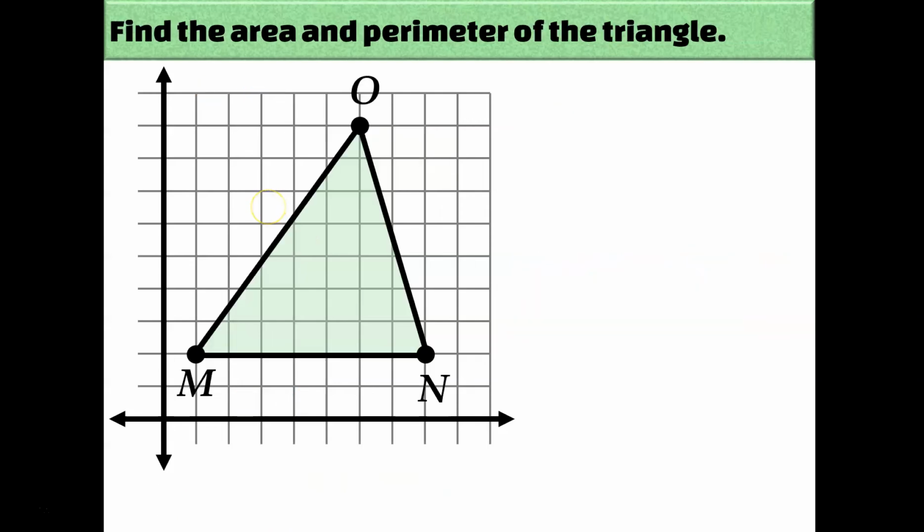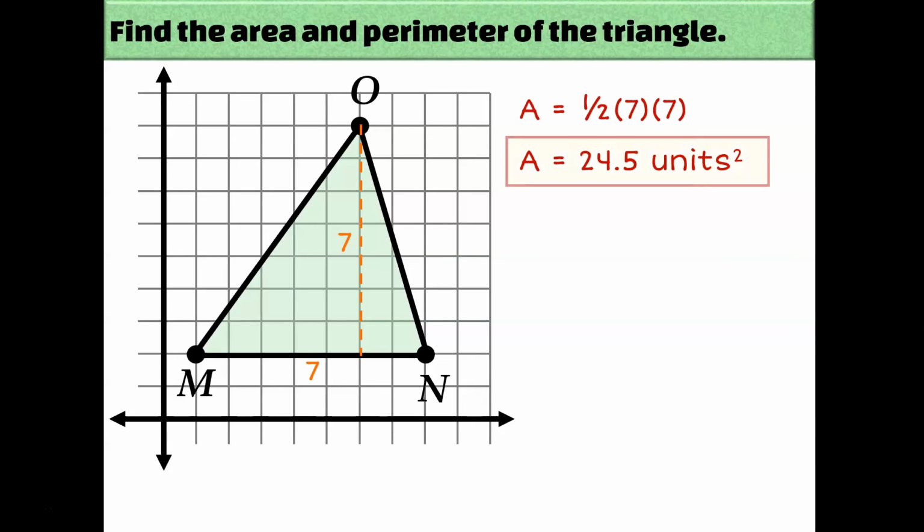Next, let's find the area and perimeter of this triangle. Again, we're pretty lucky because one of the 3 sides is horizontal or vertical, so we can just count its length. The length of MN is 7 units long. And since we have a side that is horizontal, we can easily draw the height as being perpendicular to that. That would be a vertical length between the base that connects to the opposite vertex. And the length of that segment is also 7. So the area of this triangle is 1/2 times 7 times 7, which is 24.5 square units.